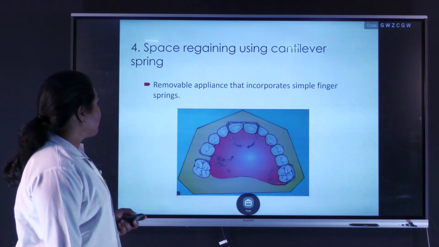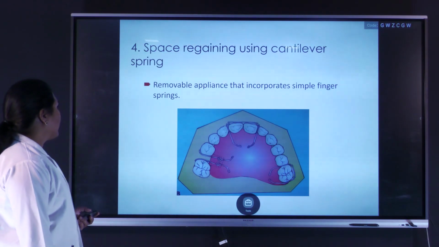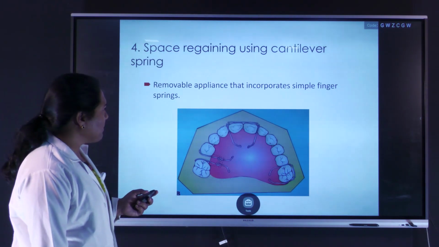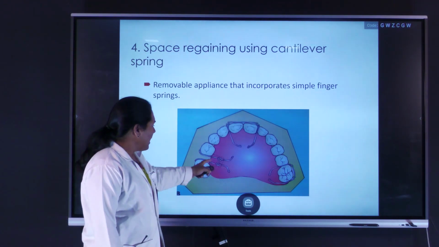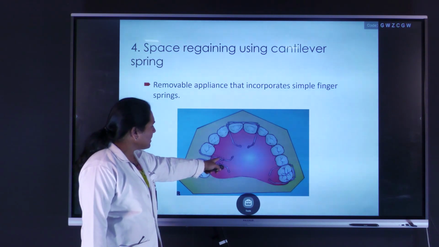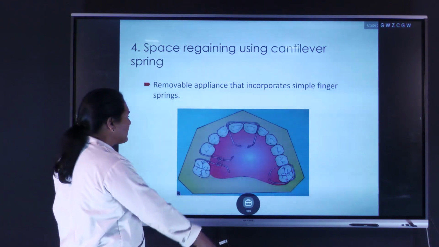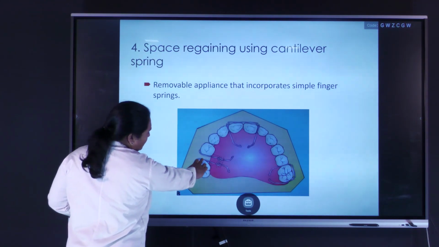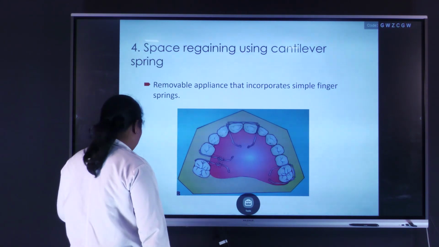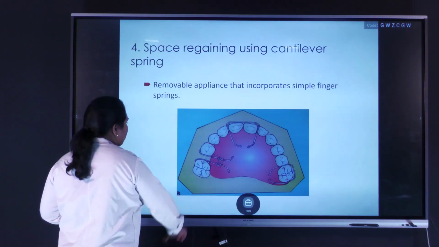Okay. Coming to space regaining using the cantilever spring. A removable appliance that incorporates simple finger springs is given. Here this is a cantilever spring and this is the helix. By pressing this helix, the force will be exerted. This spring is exerting force in the mesial direction, and this spring is exerting force in the distal direction, which will increase the space between the teeth.